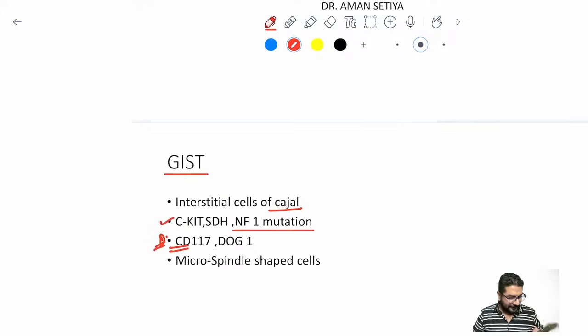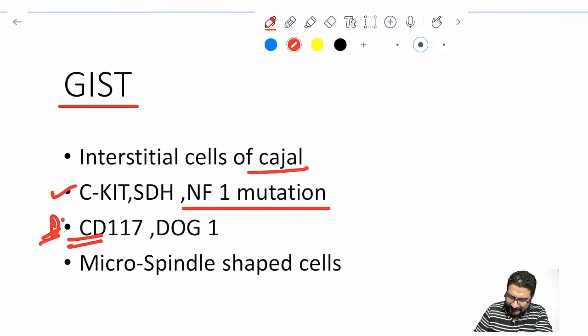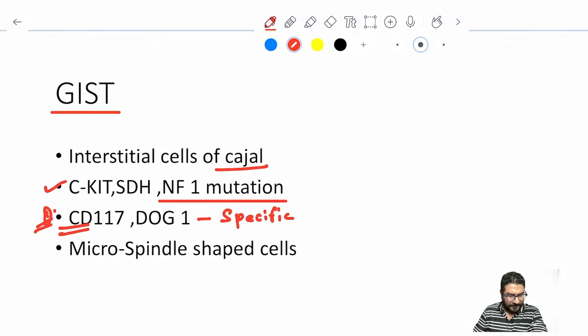PDF will be available, don't worry. So the CD marker is CD117. This is a sensitive marker, and the specific marker will be DOG1. PDF will be posted in the comment box, don't worry. Just focus on the class now.